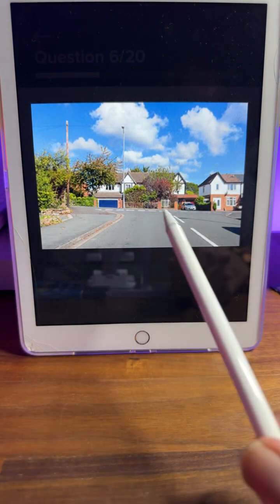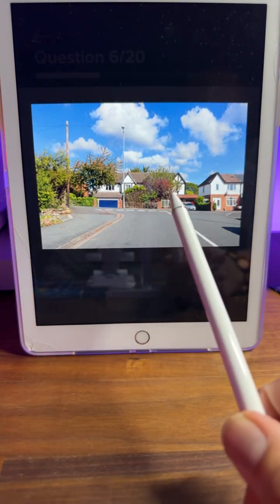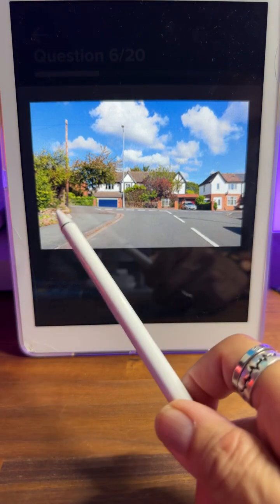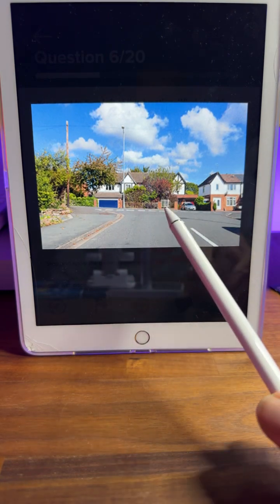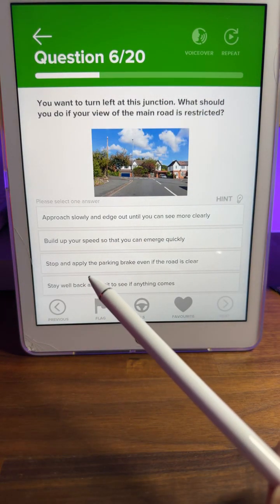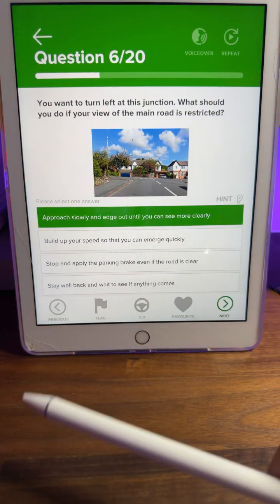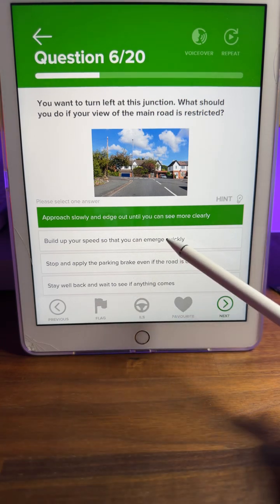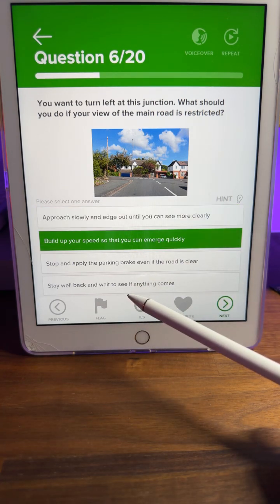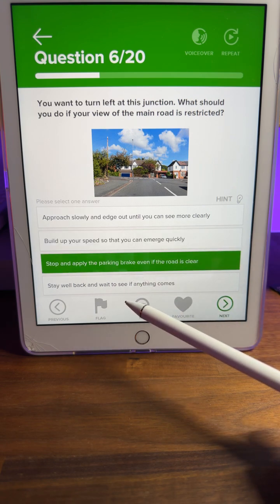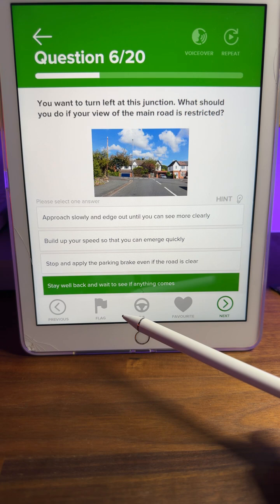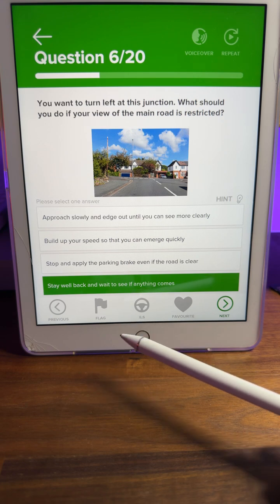Okay, so you can see here, we know it's a T-junction, houses there, there's a hedge or a tree overhanging, we can't see, you can see the curb coming round, and we have no idea what's on the right side. What should you do if your view of the main road is restricted? Is it approach slowly and edge out until you can see more clearly? Build up your speed quickly so that you can emerge quickly? Stop and apply the parking brake even if the road is clear? Or stay well back and wait to see if anything comes?